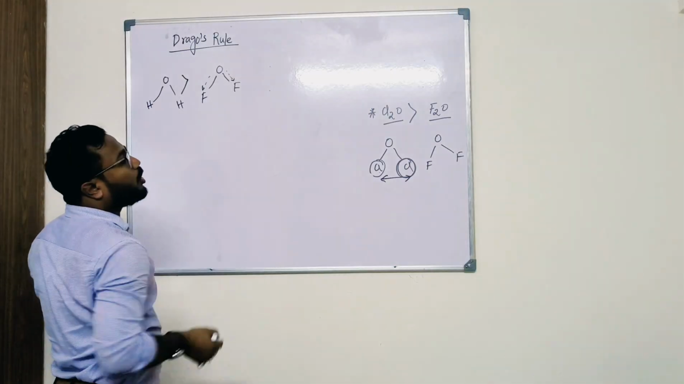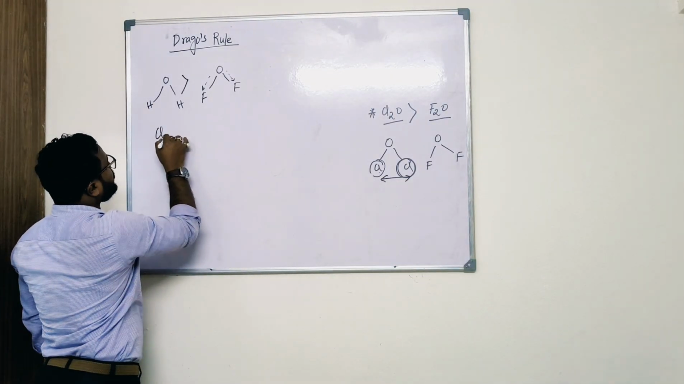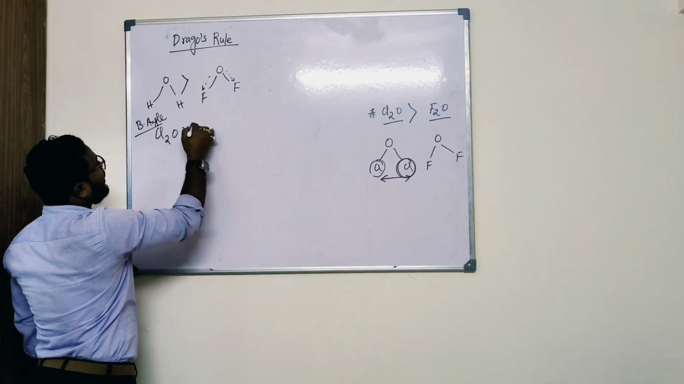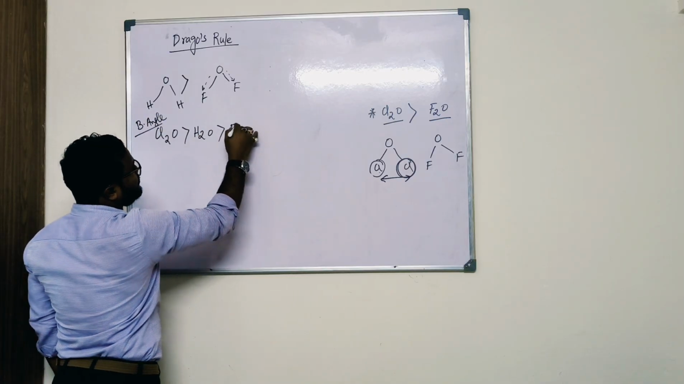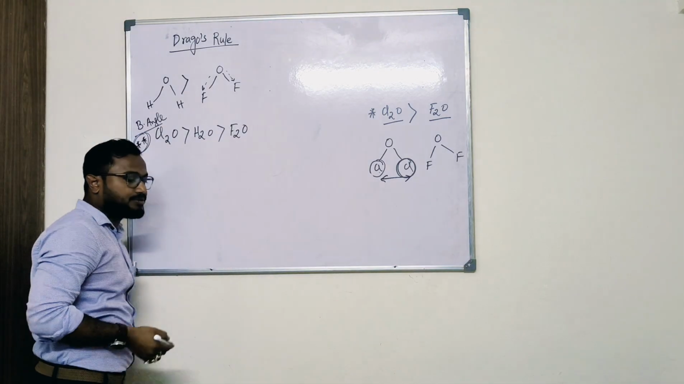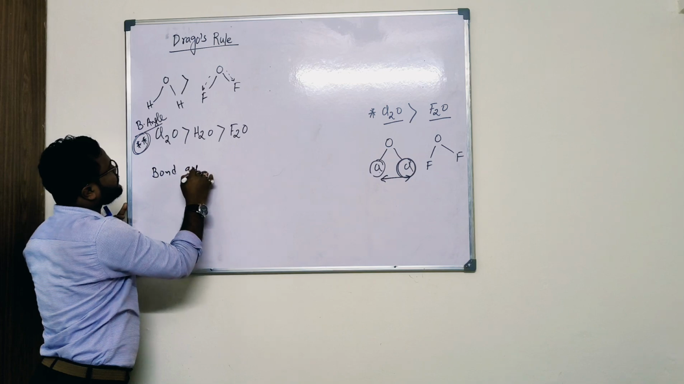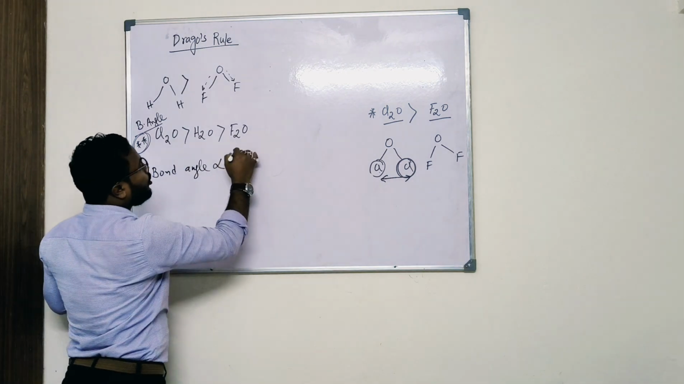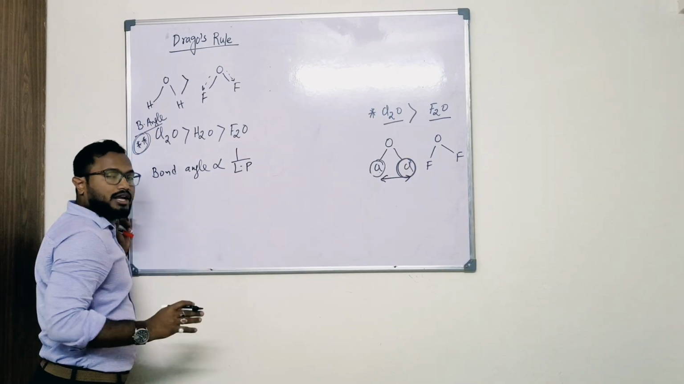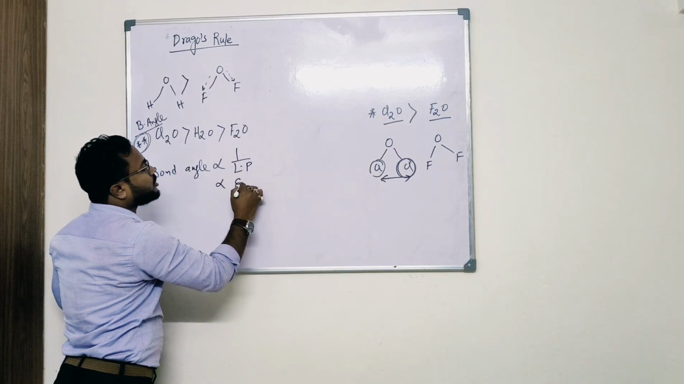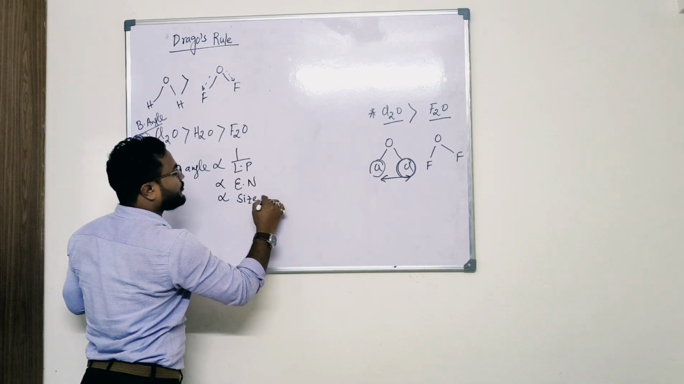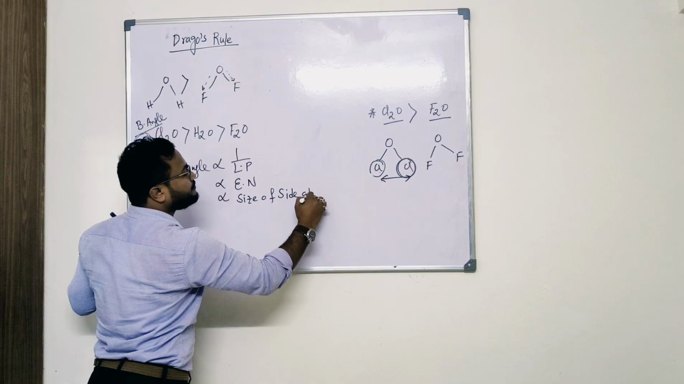So if we consider all 3 compounds together, Cl2O has the highest bond angle. After that H2O, then comes F2O. Very, very important questions, and this is asked in many exams. Bond angle is proportional to 1 by lone pair. If the number of lone pairs increases, then bond angle will decrease. It is proportional to electronegativity and it is also proportional to size of side atoms.